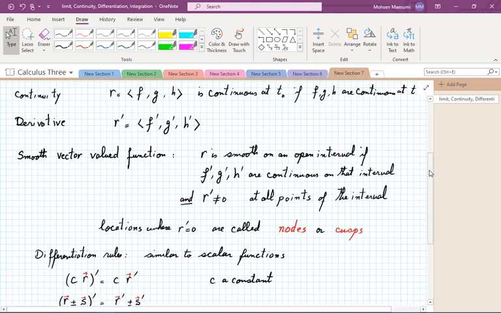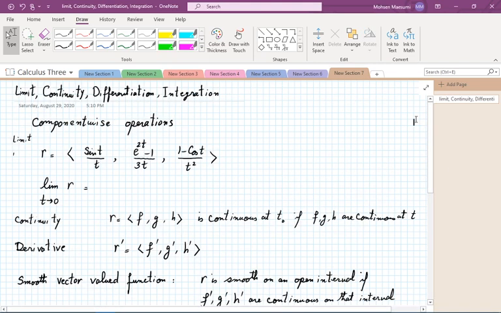These are particularly simple because they are so-called component-wise operations. The following example is going to make it very clear.